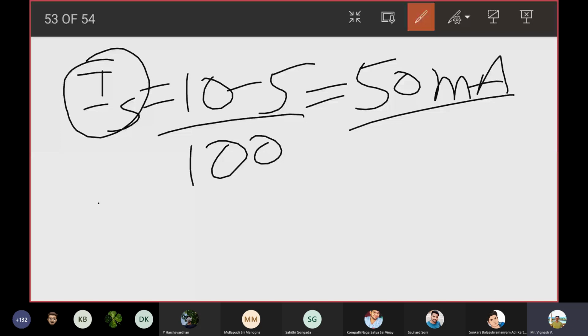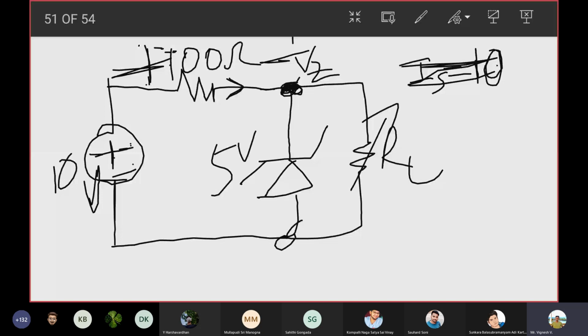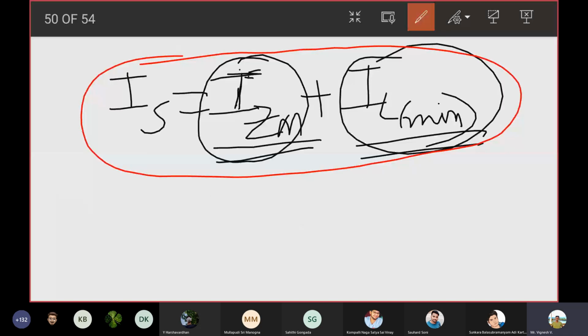I already showed in the equation that you can find out IL. When will you end up getting maximum RL? If you look at this equation, again an important equation, you know what is IS. You can find out what is IL min. IZM is given in the question, no? I did not mention that. I'm very sorry. Where is the question?